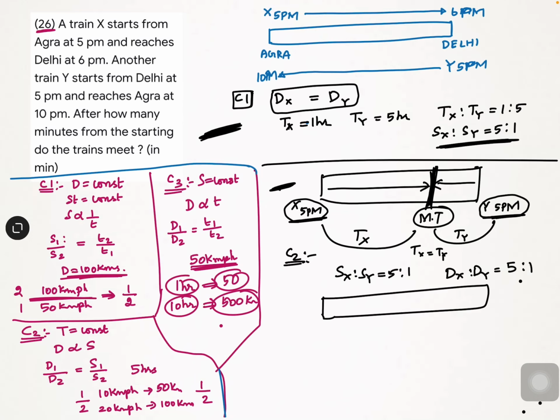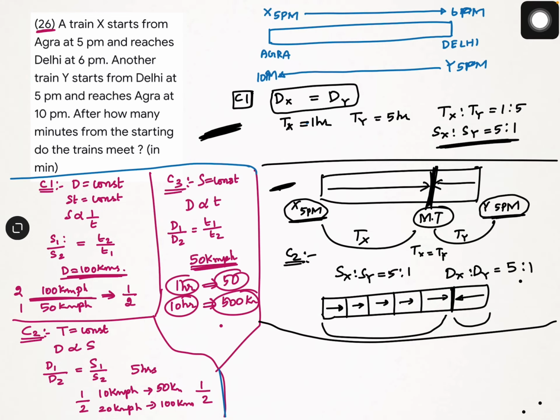So if you take the entire distance between Agra and Delhi and split it into 6 parts, 1, 2, 3, 4, 5, 6, the left side train, x train, would have covered 5 units, whereas the right side train would have covered 1 unit, and they would have met at a distance of 5 units from the left side or 1 unit from the right side. So this is the second part of the problem that we have concluded using concept 2.